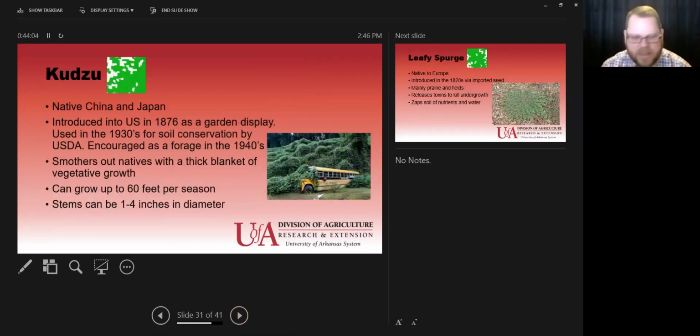Kudzu is a weed that the South is very well known to. It was native to China and Japan. It was introduced in the United States in 1876 as a garden display in Philadelphia. And it did well as a garden display. And so in the 30s, the USDA decided to push it as a soil erosion control effort. And then in the 40s, they encouraged it as a forage. But what we found is that cows don't really like kudzu, and they're not going to eat it as fast as it's going to grow, and that it will smother out with a blanket anything that was native.